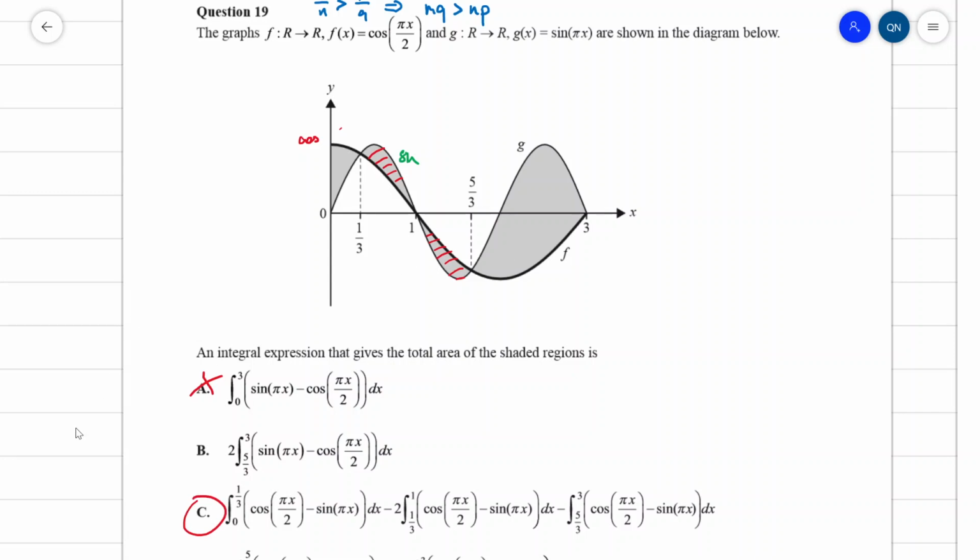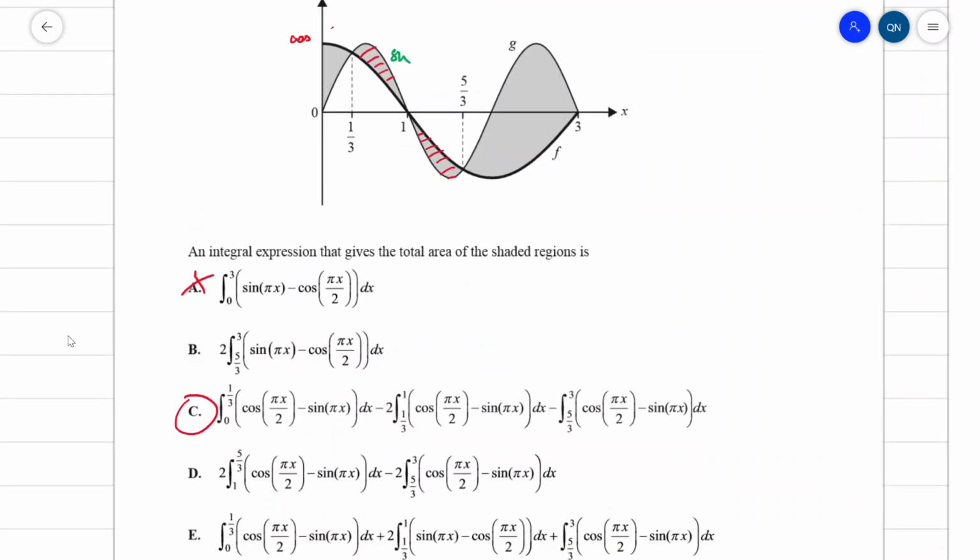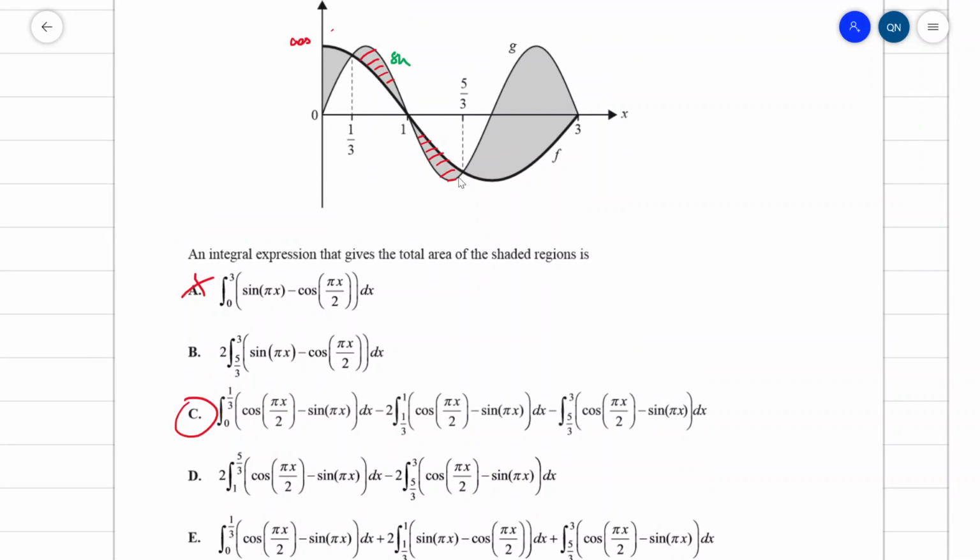Option D probably won't work because this is the integral from 1 to 5/3 of, and you're taking 2 of that, so this first integral is taking care of those 2 red shaded regions. And the second, yeah, that's not going to be it either, because 5/3 to 3, that's this big area, and then you're trying to double that to this area as well. It's not going to work.